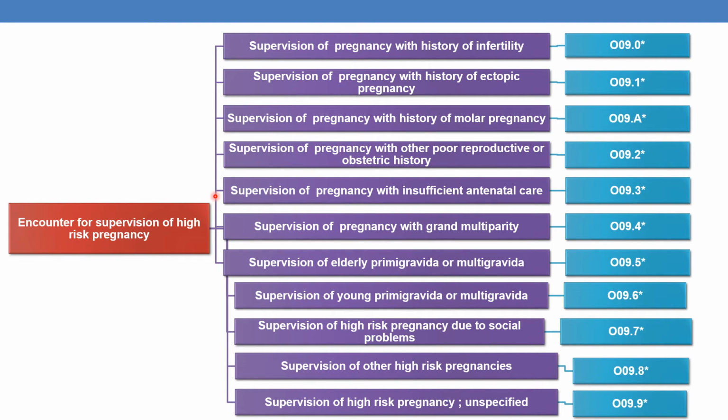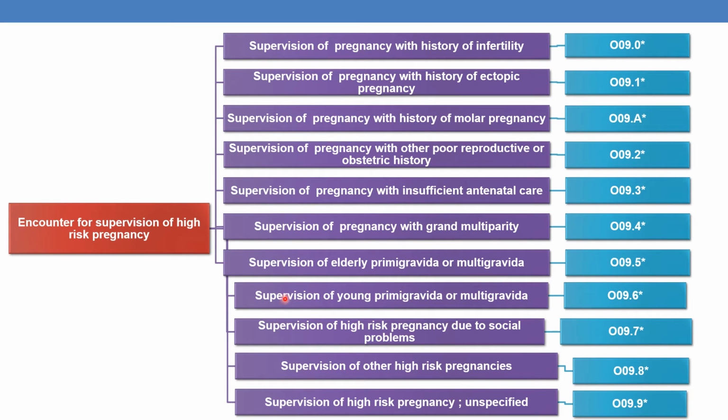The next is supervision of pregnancy with insufficient antenatal care. It is given by O09.3. The next is supervision of pregnancy with grand multiparity. It is given by the code series O09.4. The next is supervision of elderly prima gravida or multigravida. Elderly prima gravida indicates the patient must be 35 years or more at the time of delivery. Then it is considered as supervision of elderly prima gravida or multigravida. It is given by the code series O09.5.